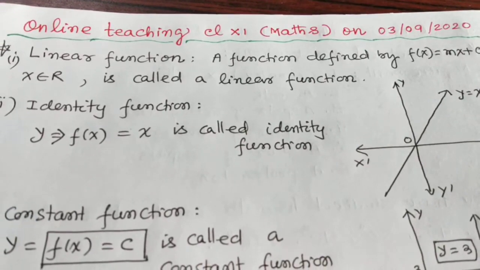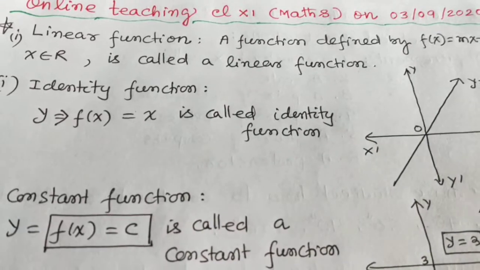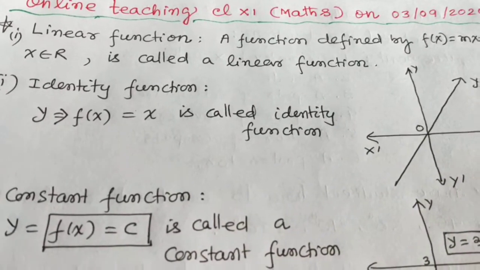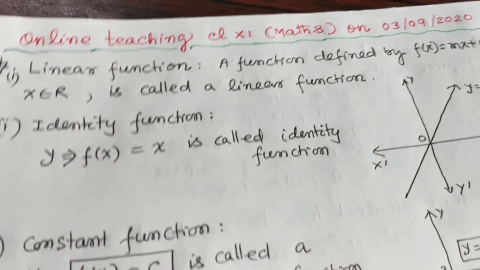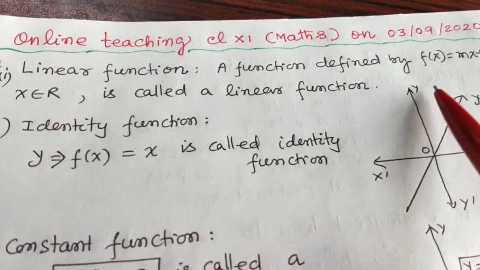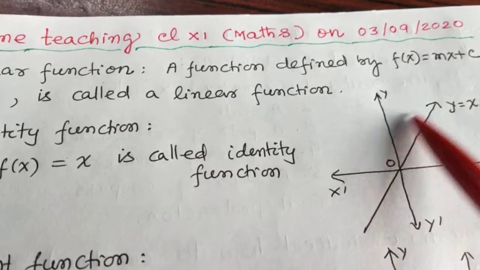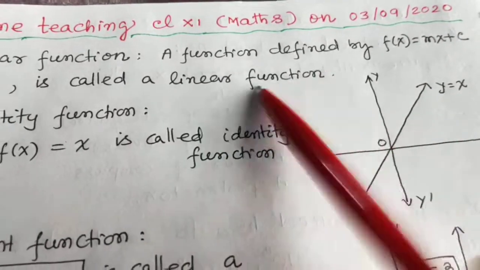Okay, so we have studied relations and a bit of functions as well. Today we are going to learn about characteristics of some special kind of functions. For example, say linear function. Linear function is a function f of x equal to mx plus c, degree 1. Okay, linear function, you will get a straight line whenever you plot this.